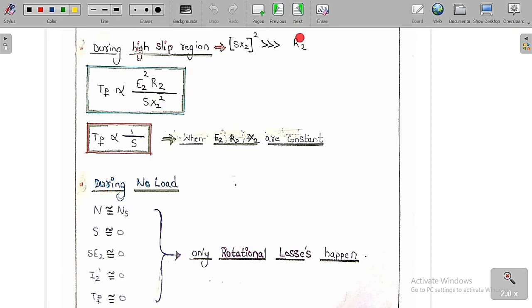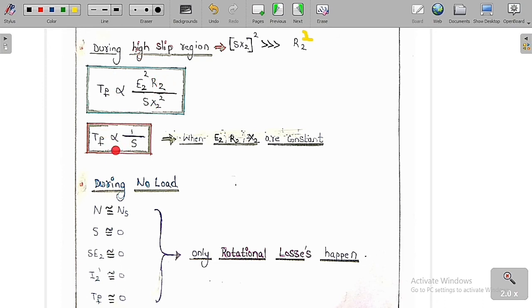S into X2 whole square is greater than R2 square, so R2 square is neglected. If you neglect the R2 square and simplify, we are going to get E2 square R2 by S into X2 square. This is the expression we are going to get in the high slip region.